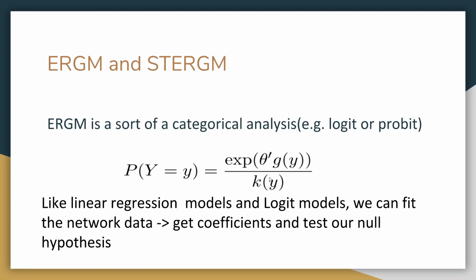And here, kappa of theta, it means every possible case of g(y). So it's from observed data, it can be every possible case. So this we can call probability, right? This is the basic mathematical form of ERGM. Like linear regression models and logit models, we can fit the network data. It means we can get coefficients and test our null hypothesis.